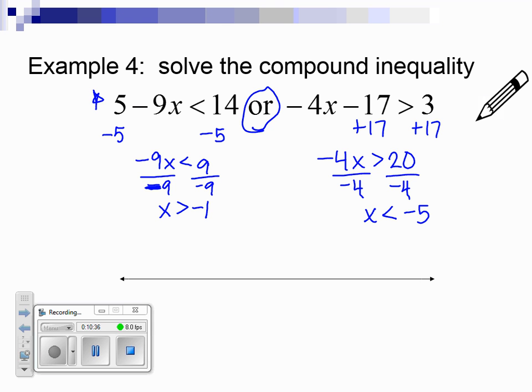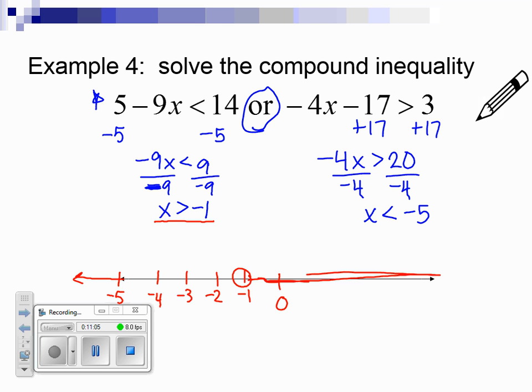So we have two parts to this. So we're going to have two parts to our graph. So we're going to find 0. Now we better find negative 1, and we better find negative 5. If you need to extend your graph, that's okay. Okay, there we go, negative 5. At negative 1, it says x is greater than negative 1. So here's negative 1, open circle. Where's greater than? To the right.